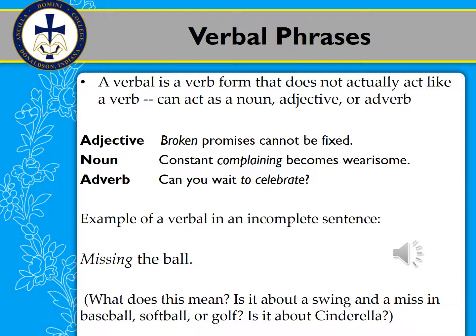Here's an example. Broken promises cannot be fixed. Well, that's a word, broken, that often we think of as a verb, but here it's acting as an adjective. It's describing promises. Another one is complaining. Well, again, complaining is usually a verb, or complain, being the root word, would be a verb. But here, complaining is the subject of the sentence, acting as a noun. Complaining, and then the verb is becomes, then wearisome.